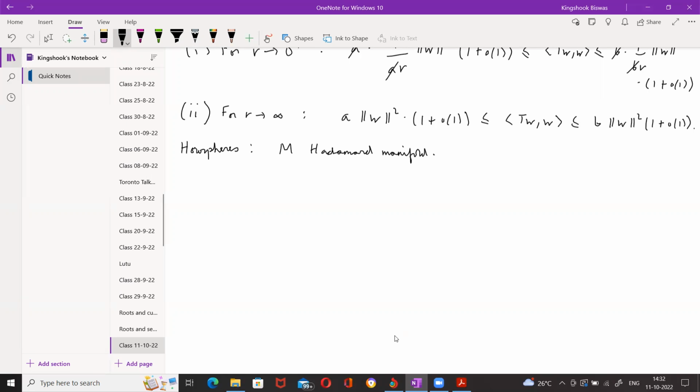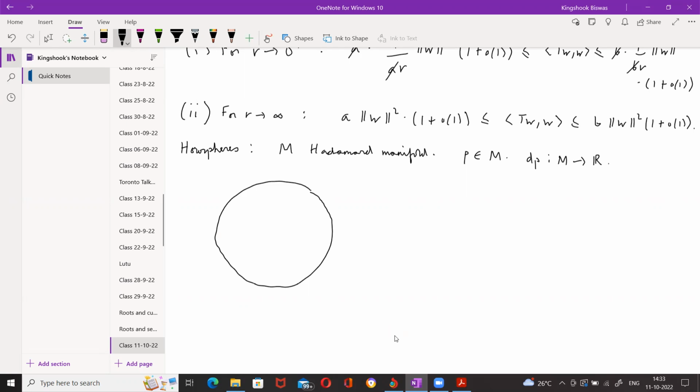Now, if I take a point P in M, then I have a distance function d_P which is defined on all of M. It's smooth on M minus a point. Now, the level sets of d_P are geodesic spheres centered at P.